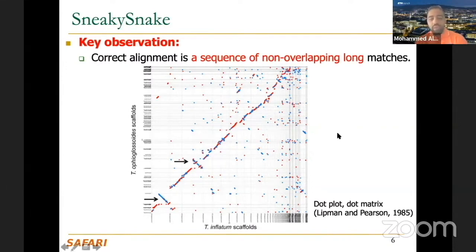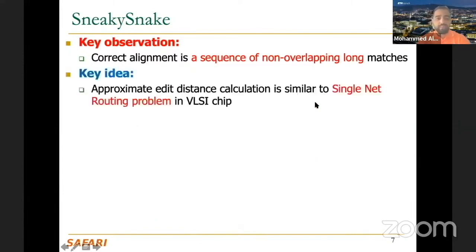Now, we leverage this observation, or we exploit it actually, to do the SneakySnake algorithm. The correct alignment is a sequence of non-overlapping long matches, and these are the things around the diagonal. So we said, let's approximate edit distance calculation using what we call the single net routing problem in a VLSI chip. We observe that the single net routing problem is very similar to connecting these dots, or finding these long non-overlapping matches.